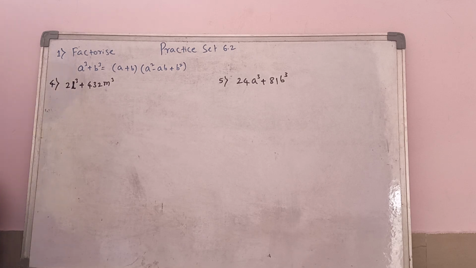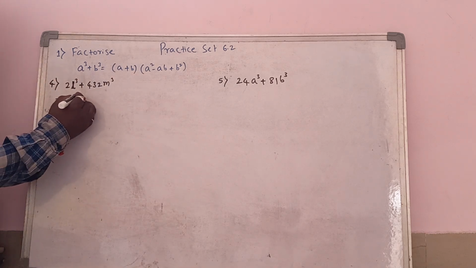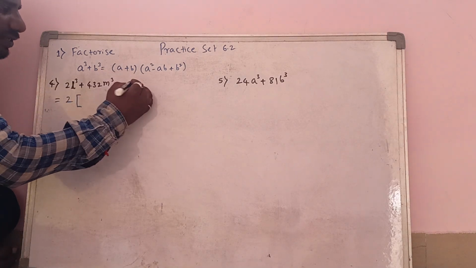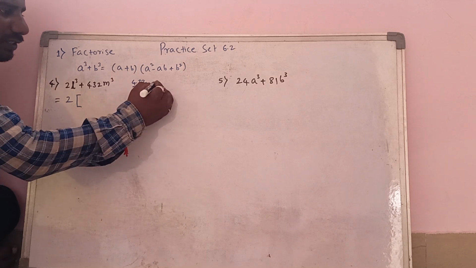Now we will solve 2l³ + 432m³ from practice set 6.2. So we don't have 432 as a cube root. Just check it out. Here, can I take 2 common? Okay, so 2 common. Can I divide 432 simply by 2? Just check it out.